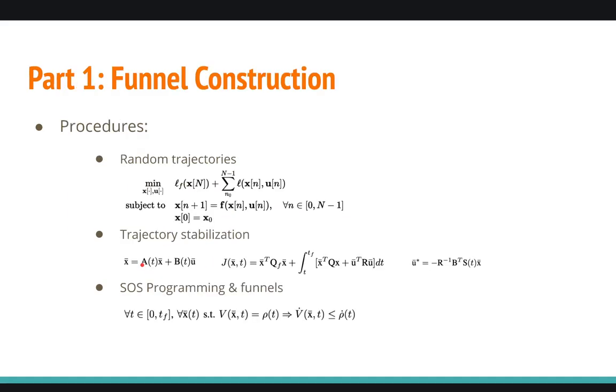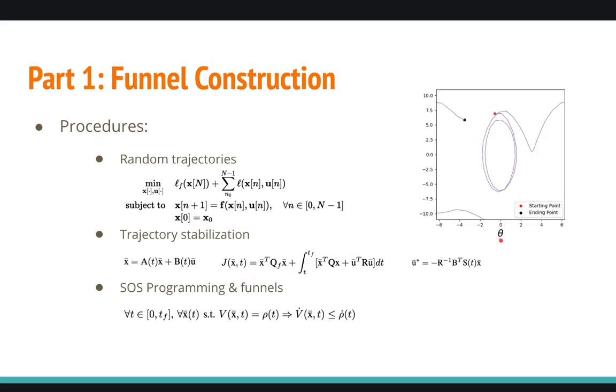In the first part, the procedures are very similar to the ones introduced in class. We start from randomly sampled trajectories by trajectory optimization, use TV LQR to stabilize the trajectories, and the last step is to use SOS programming to calculate the size of the funnels along the trajectories.